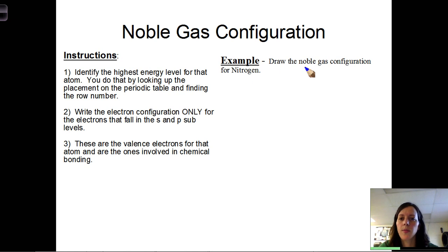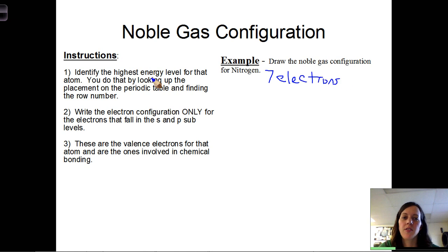So for our example problem, once again, I think I had a typo. Your notes say orbital configuration. If they do, please change that to noble gas configuration. And we're still going to keep nitrogen, which thankfully still has 7 electrons.